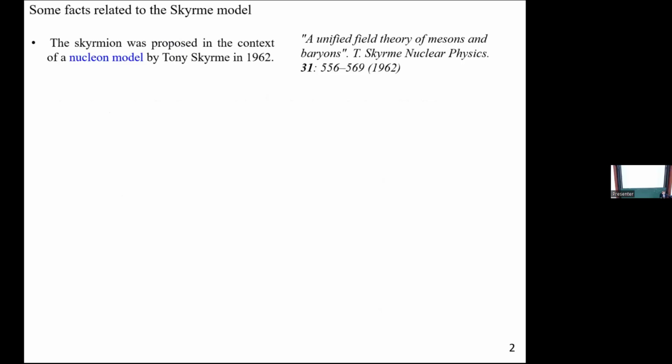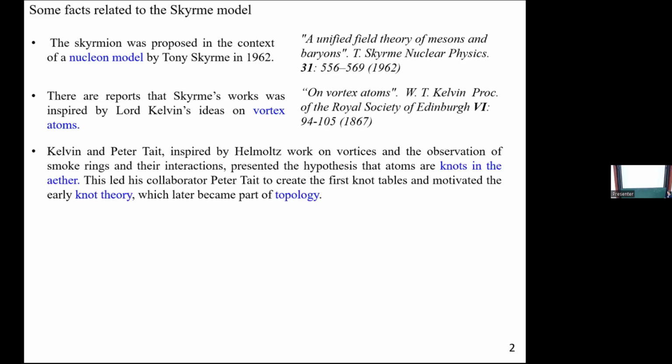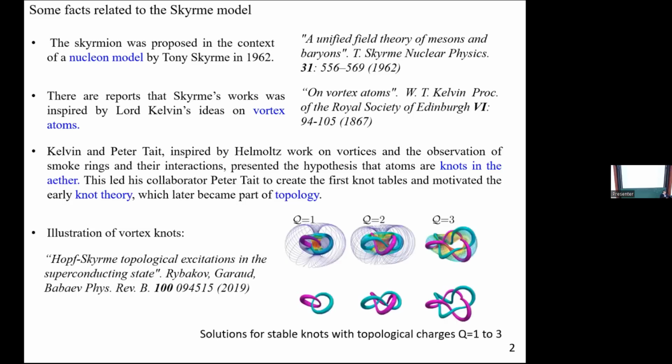Skyrmions are named after Skyrme, who originally developed a model in the context of nuclear physics in 1962. He was inspired by Lord Kelvin's work, in particular his publication on vortex atoms. Kelvin himself was inspired by Helmholtz's work on vortices in fluids, and he was working with Tait, observing smoke rings and their interaction, and the idea that atoms could be knots in the ether. They started to classify knots, which motivated some first work on knot theory, which later became part of topology.